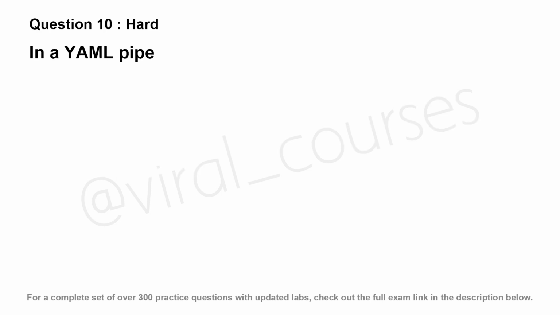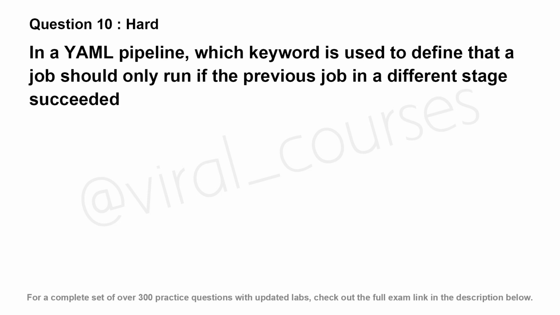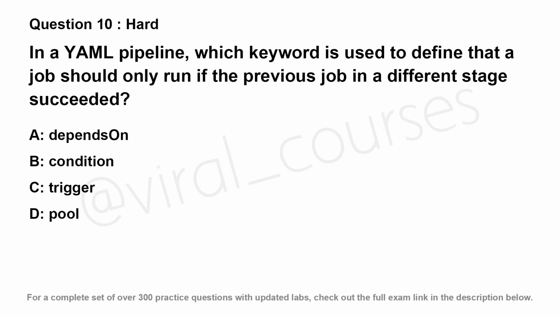In a YAML pipeline, which keyword is used to define that a job should only run if the previous job in a different stage succeeded? Option A, dependsOn. Option B, condition. Option C, trigger. Option D, pool.